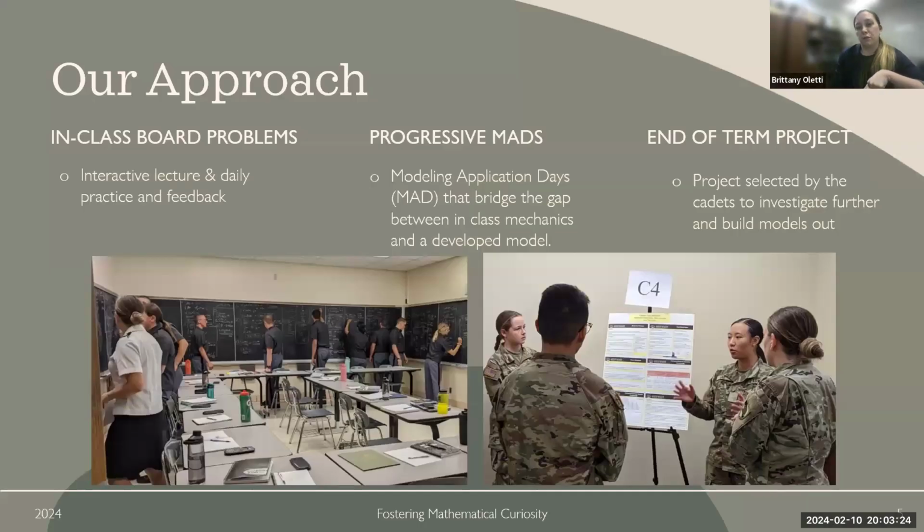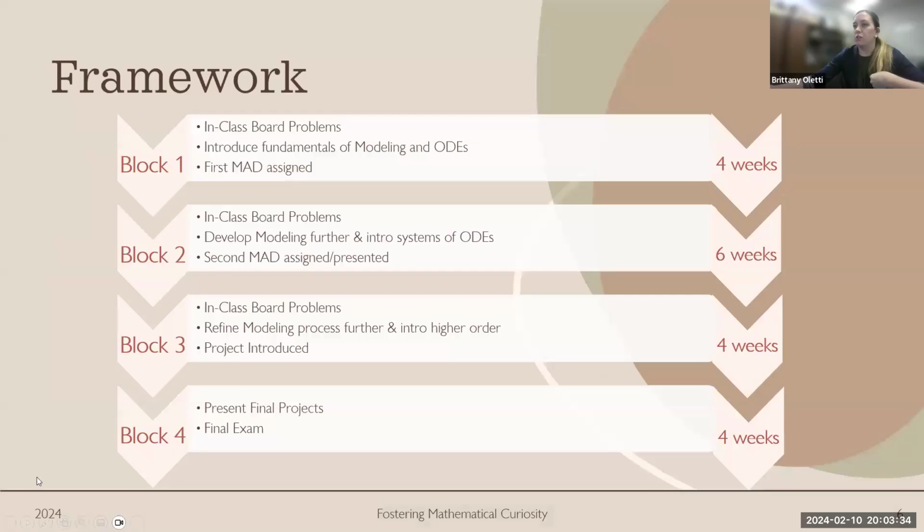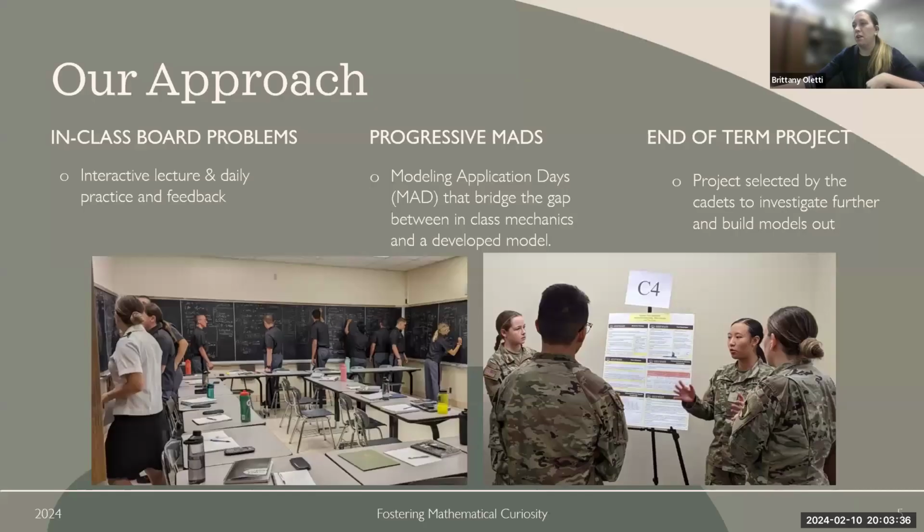So our approach is a three-pronged approach. We have in-class board problems, and you can see the picture on the bottom left. We have whiteboards around the classroom, and we have 19 chalkboards and 19 students at any given time. So the students get to practice the mechanics of differential equations during lectures. This is the mechanical piece before we really jump into the modeling piece. We want to make sure they know how to solve traditional DEs before we go into the actual models that we're going to use.